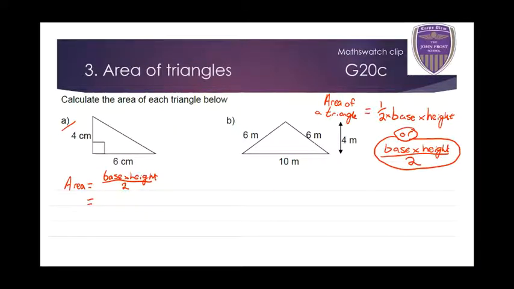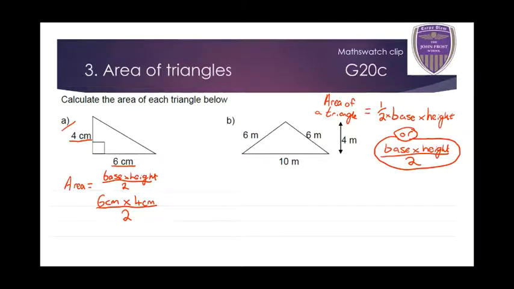So what is my base? Well, the base of this triangle is 6 centimeters. So I've got 6 centimeters multiplied by, well, the height is this side here. That's 4 centimeters. So 6 centimeters times 4 centimeters. I'm going to divide all of that by 2. So let's work out the 6 times 4.